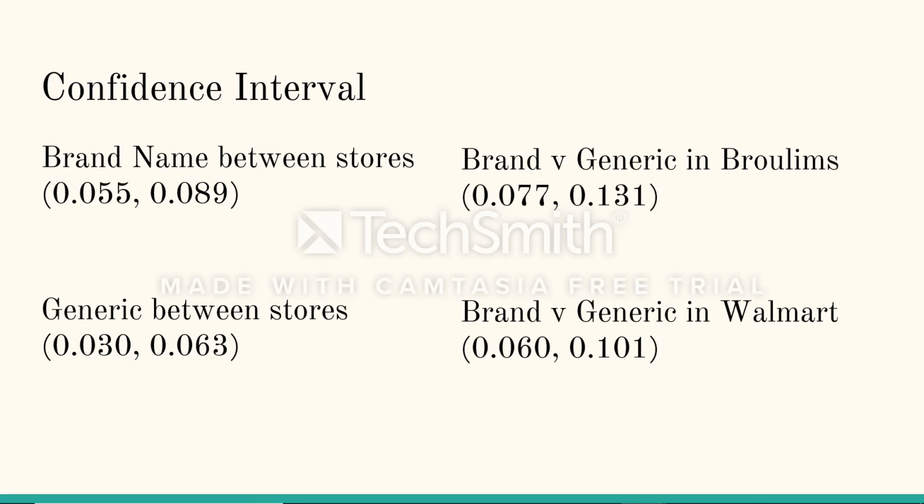For the brand name between stores, we have a 95% confidence interval of 0.055 and 0.089. For the generic between stores, we have a confidence interval of 0.030 and 0.063. Next, we did the comparisons within the stores. Brand versus generic in Brolums, we have a confidence interval of 0.077 and 0.131.